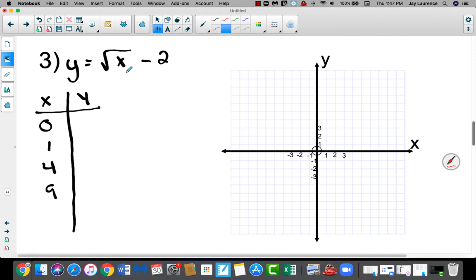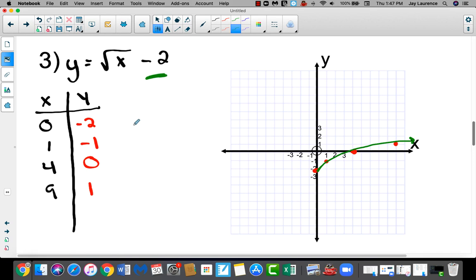Okay, well, if I put 0 in, the square root of 0 is 0 minus 2, I get negative 2. If I put 1 in, I'm going to get negative 1. If I put 4 in, I'm going to get 0. If I put 9 in, I'm going to get 1, right? So let's see, 9 is at 1, 4 is at 0, 1 is at negative 1, and 0 is at negative 2. You might be able to see this better on Desmos if you put both functions in, but the entire graph shifted down 2.